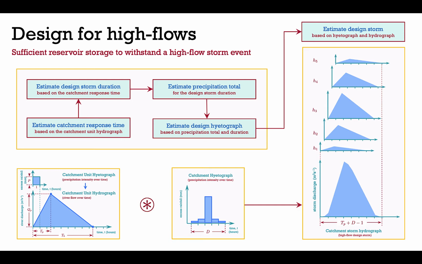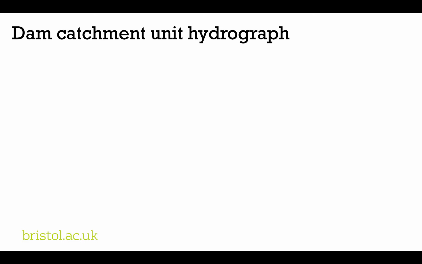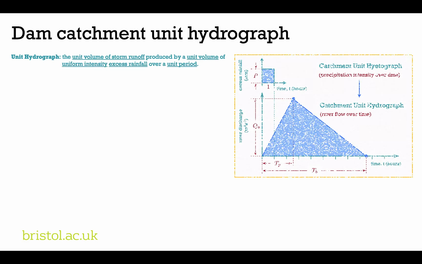So we begin with identifying the unit hydrograph for our dam catchment. Just to recap, you should all know what a unit hydrograph is, but in case you've forgotten, the unit hydrograph is the unit volume of storm runoff that's produced by a unit volume of uniform intensity excess rainfall over a unit period. And it looks something like this diagram on the right. Now, for your particular project here, and in engineering projects in general, the unit hydrograph for a catchment can be conceptualized as a simple triangle. And that's what you're going to be doing for your hydrologic design for high flows.